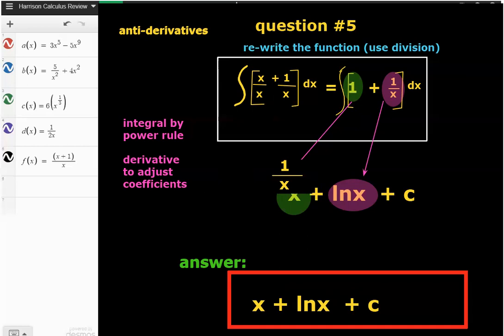The first integral is the integral of 1, and then the second term of the polynomial is 1 over x dx. Well, we know this pattern by now. We know that the integral of any constant is that constant times x. So here it's 1x, but I simply wrote it as x. And we know the pattern of the special case, the integral of 1 over x, is the natural log of x plus c. So the correct answer for question number 5 is x plus ln x plus c is the antiderivative.